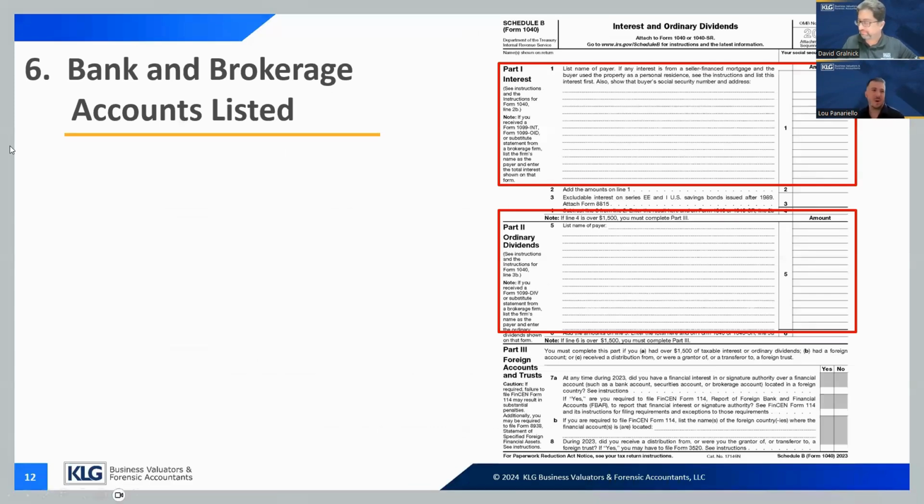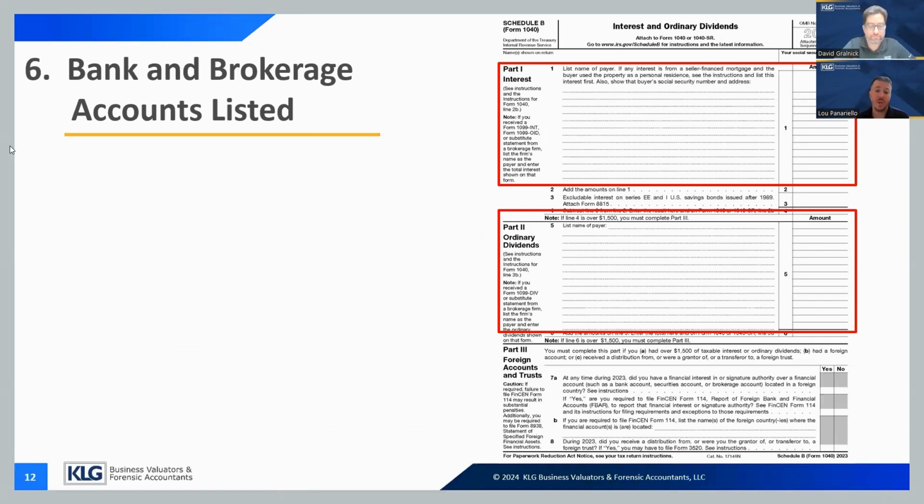Okay. All right. Point number 6, bank and brokerage accounts. So Schedule B is utilized for a few things. We're actually going to get to all 3, but for this purpose, we're going to look at Part 1 and Part 2. So Part 1 is for interest income derived from bank and brokerage accounts, but also from pass-through business interests, which David's going to get into in a little bit.